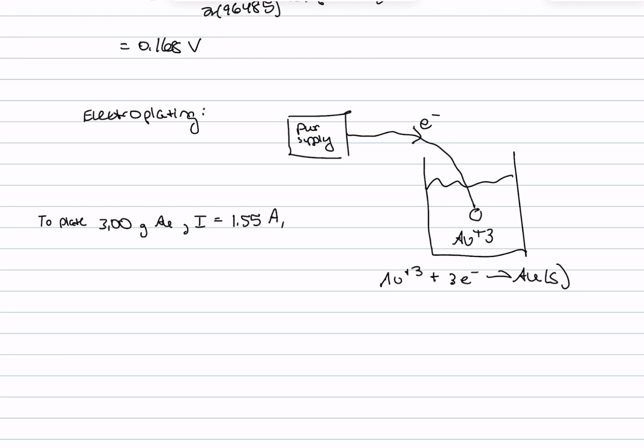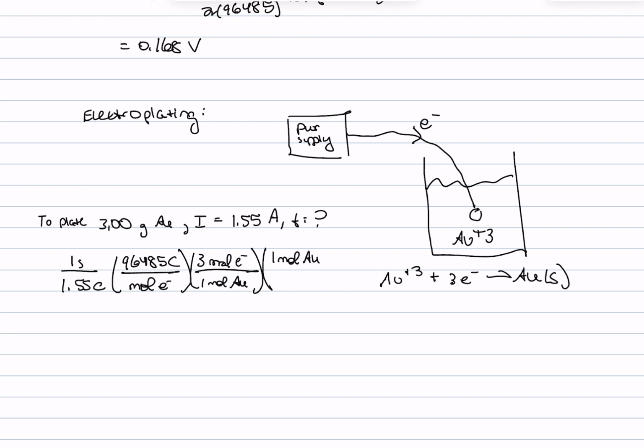So for example, we start off with 1 second over 1.55 coulombs, since we know that an amp is coulombs over seconds. And then from there we can multiply by 96485 coulombs per mole electron to cancel out the coulombs, and 3 moles electrons over 1 mole of gold to cancel out the moles of electrons, and the molecular weight of gold we can divide by in order to cancel out the moles of gold, and lastly multiply by the grams to cancel that out, and so we're left with solely seconds, which is what we're looking for.